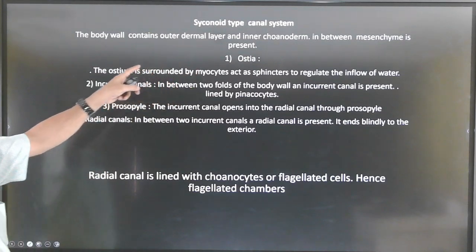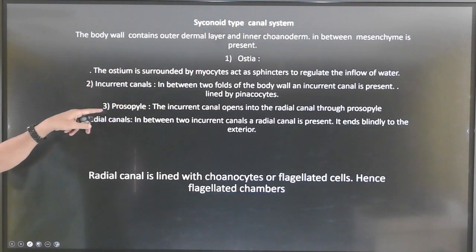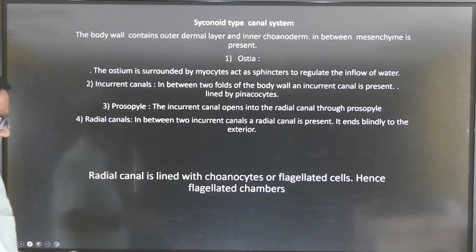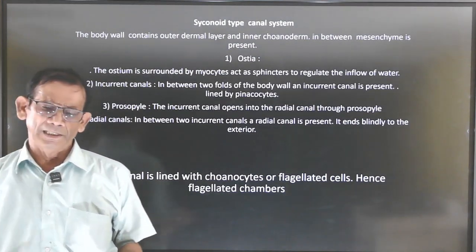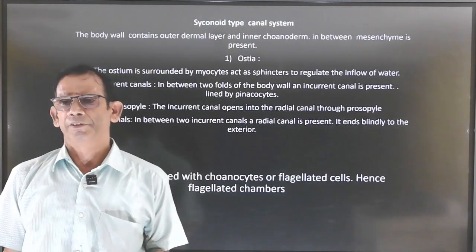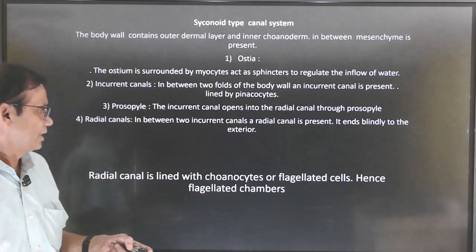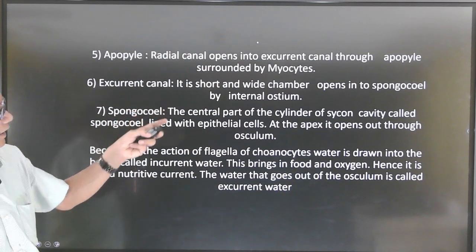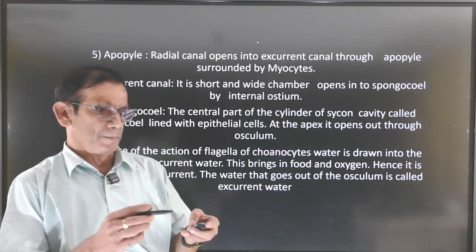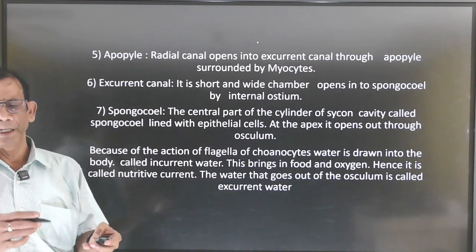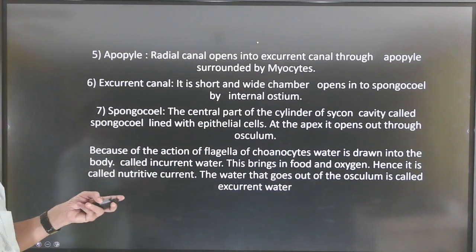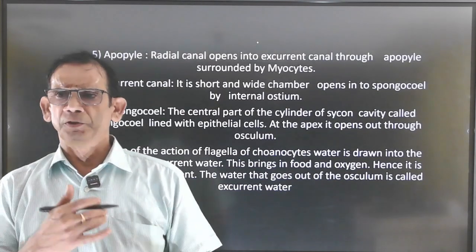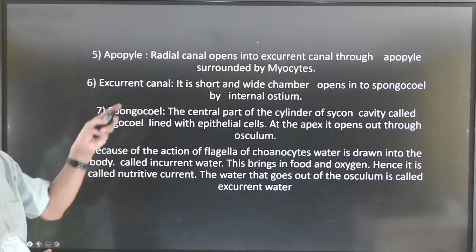These are the parts: ostia, incurrent canal, then prosopyle, then radial canal. The radial canal is also called a flagellated chamber, because it is filled with flagellated cells. And this is the apopyle, then the excurrent canal. The radial canal opens to the excurrent canal, and then the excurrent canal moves to the spongocoel. So between the spongocoel and radial canal, there is another canal known as the excurrent canal.